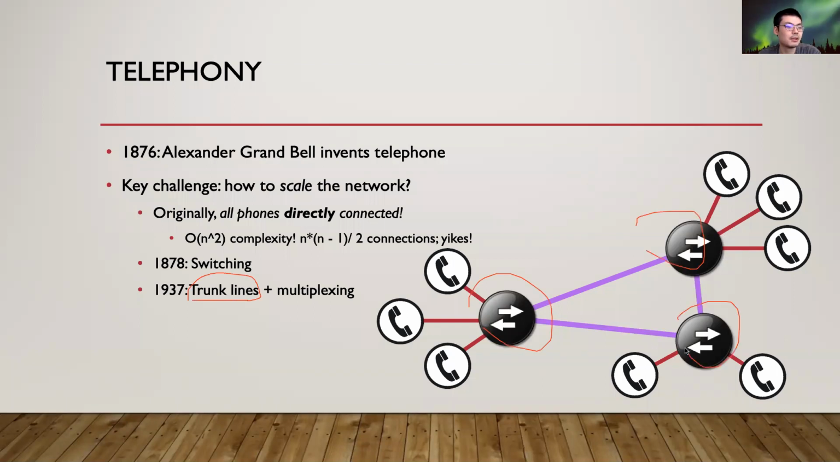You are connecting to your local hub, and then these hubs will form a more densely connected network, which will connect to each other. So for example, let's say this guy is A, and I want to call B. They will establish a connection through this link here. In the meanwhile, if another guy from the same building, C, wants to talk to D, we can also do that through this link. So we don't need every pair connected with each other.